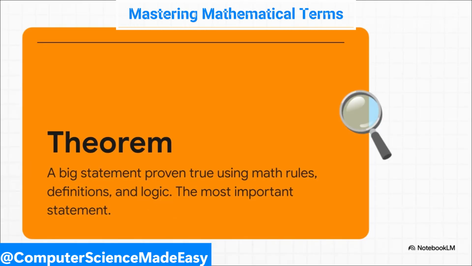And that brings us to the theorem. A theorem is like the grand prize, the heavyweight champion of mathematics. It's a huge, significant statement that has been proven to be true beyond any shadow of a doubt. If we're sticking with our city analogy, theorems aren't just buildings, they are the towering skyscrapers that define the skyline.